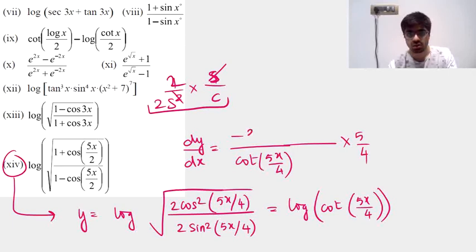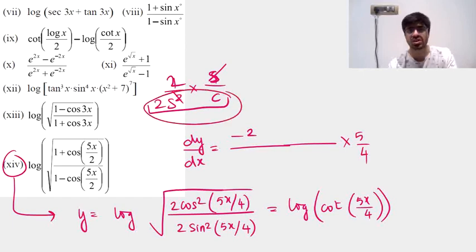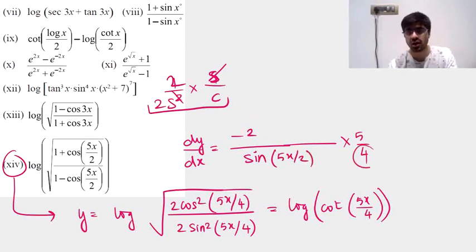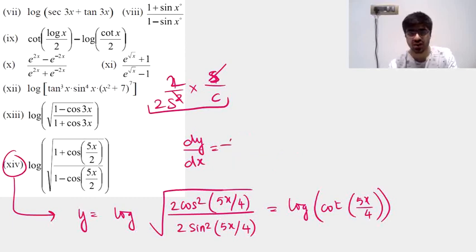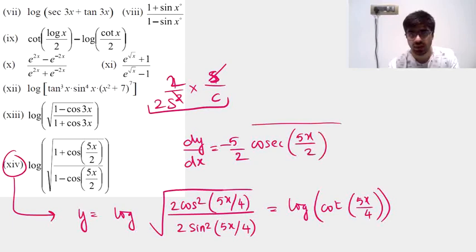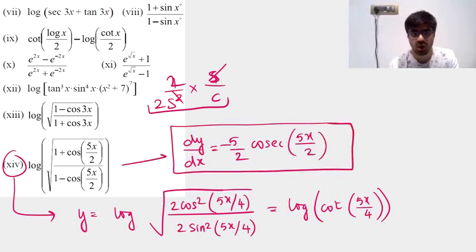We just got a 2 here, and the denominator got converted to 2 sine x cos x, which is sine 2x. But sine 2 into 5x by 4 will be 5x by 2. Cancel off this 2 here and a 4 here. So you are simply left with a minus 5 divided by 2. Sine of 5x by 2 will be cosec 5x by 2. So it's minus 5 by 2 cosec 5x by 2. And that's the final expression of dy by dx for your 14th question.